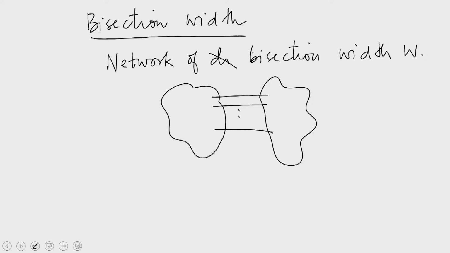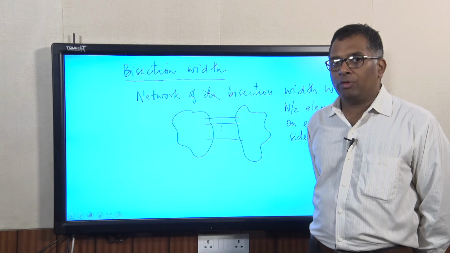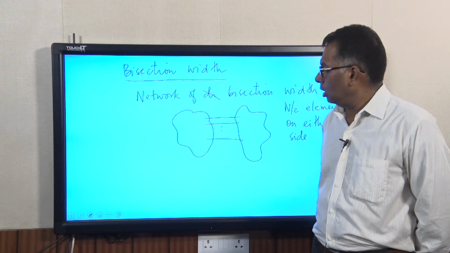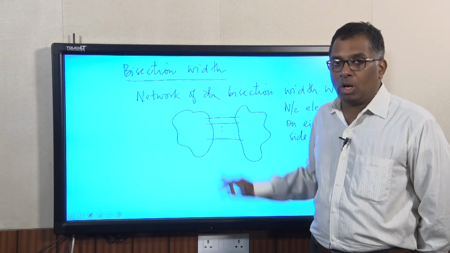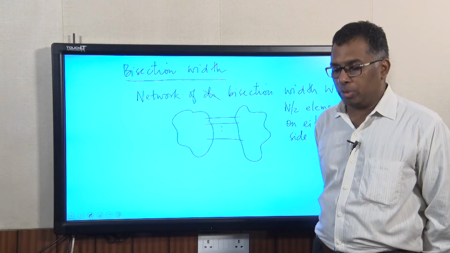So, if the network has a size of n, we have n by 2 elements on either side, give or take 1. These elements have to cross over to the other side. Similarly, there are n by 2 elements on the other side that have to cross over to this side. So, we have a total traffic of n that should be going through these w edges. But then each of these edges can move only one element per step.